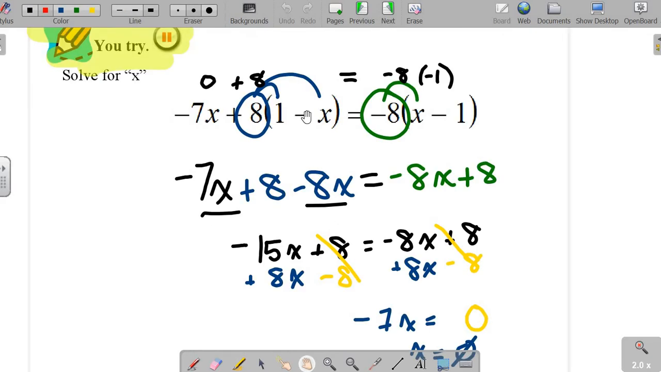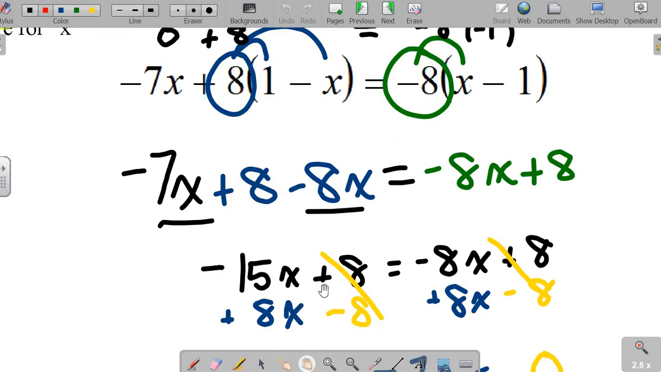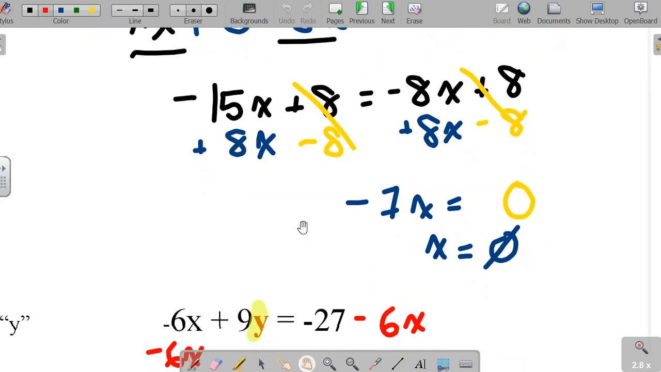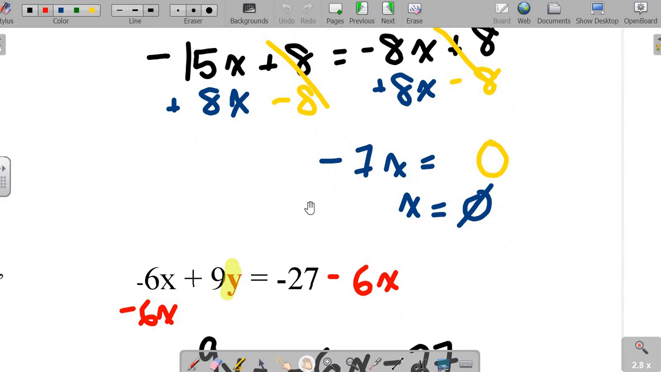All right, students, welcome back. Take a moment here. You should have distributed and solved. Maybe you got this far and you started doubting yourself. You're like, wait a minute, is it 0? And when you take that 0, any number times 0 is 0.